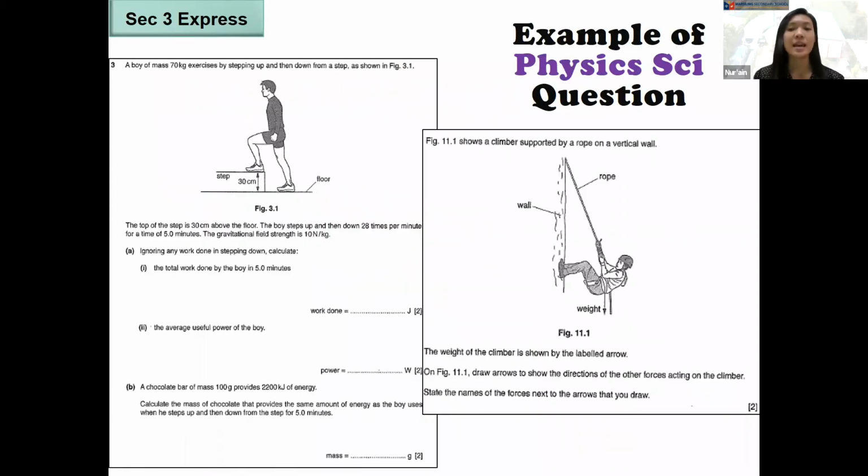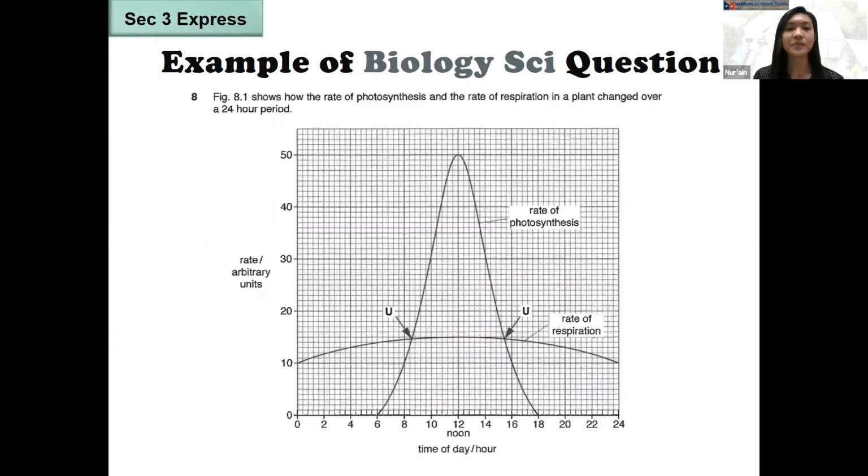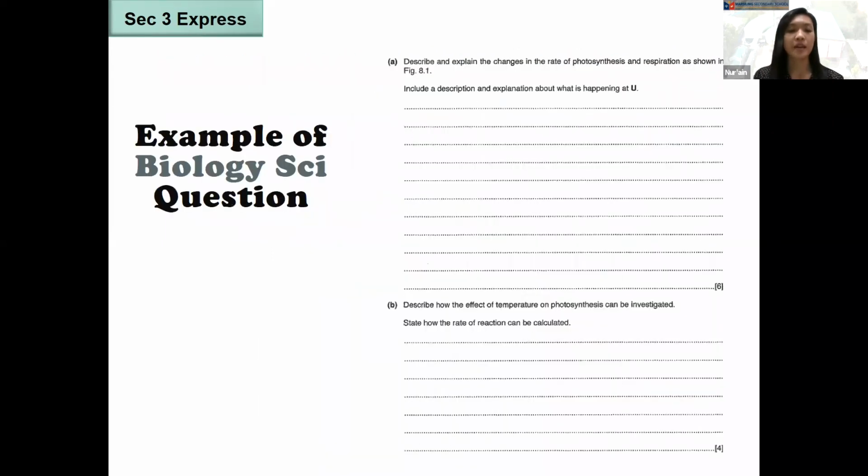So here's an example of a physics science question. As you can see, generally for a physics science question, it involves more use of formula and mathematical calculation. An example of a biology science question. Biology generally has more descriptive type of question which requires students to be able to express and organize their answers.